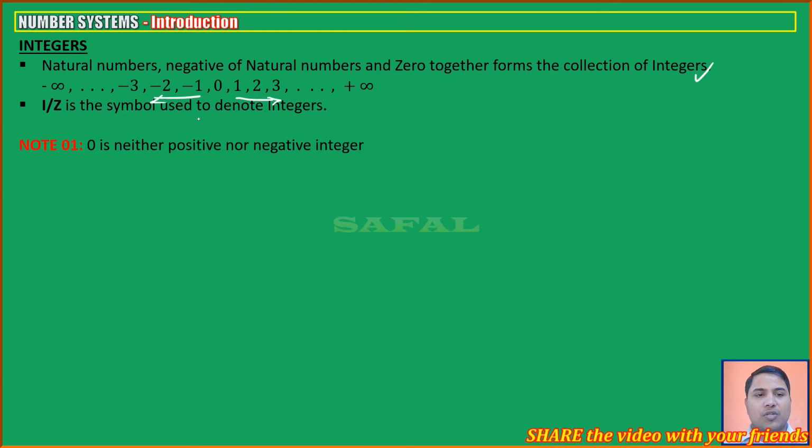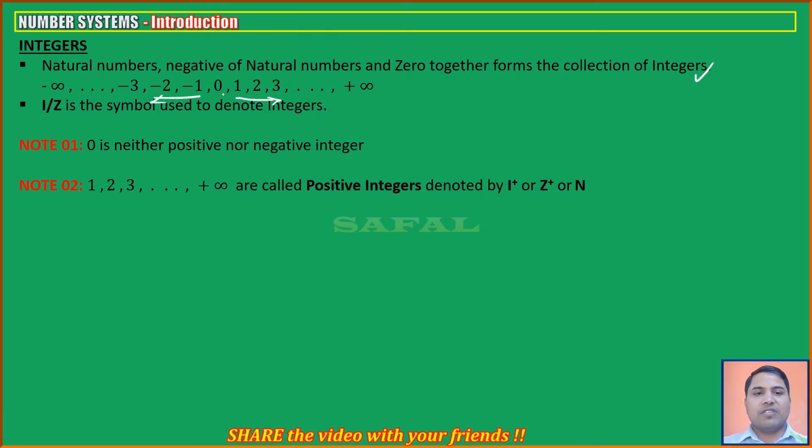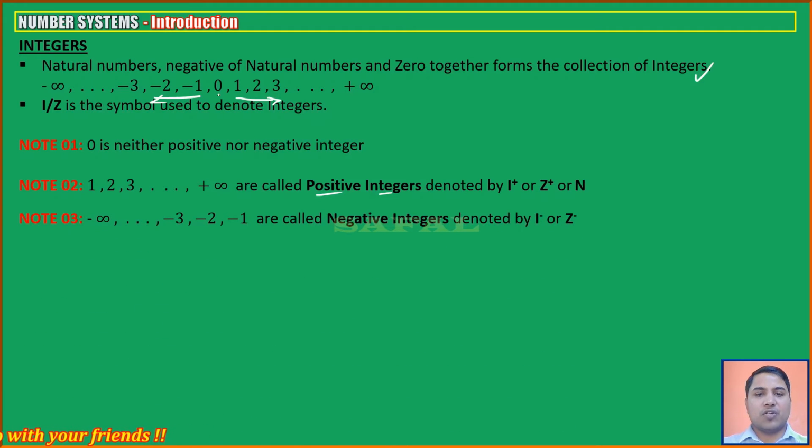Now here we have some notes with us. You need to note that 0 is neither a positive nor a negative integer. 0 is neither positive nor negative. Note number 2: whatever we see to the right of 0, we call positive integers, generally denoted by I plus, Z plus or N. These are basically natural numbers, so that's why N can also be used. Now whatever we see to the left of 0, we call negative integers, denoted by I minus or Z minus.